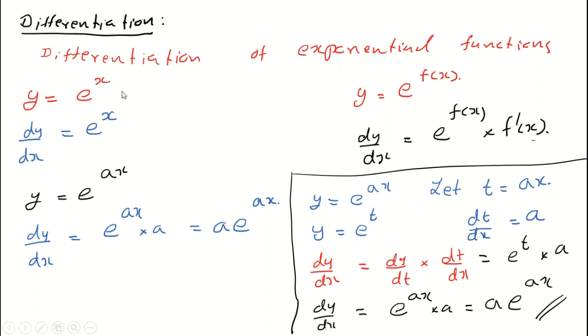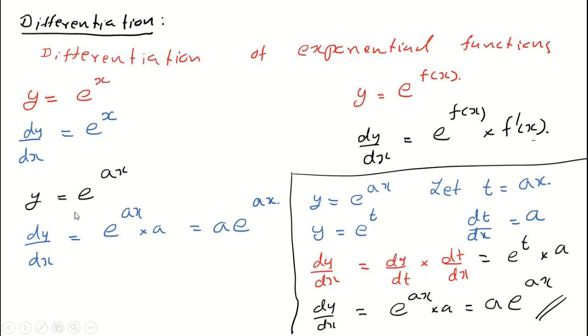Y equals e to the power x is an exponential function. The particular characteristic of this is the gradient of this function is same as the function itself. In other words, dy over dx is equal to e to the power x itself. Proof of this is not required here, but we should know the concept. If y is equal to e to the power x, then dy over dx is equal to e to the power x itself.